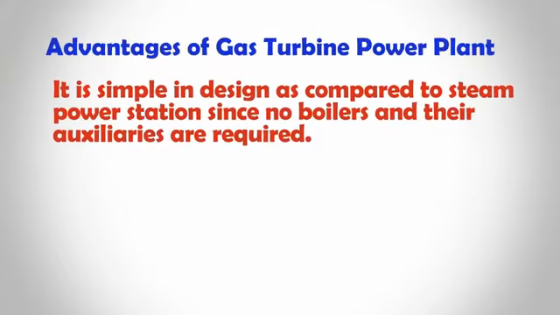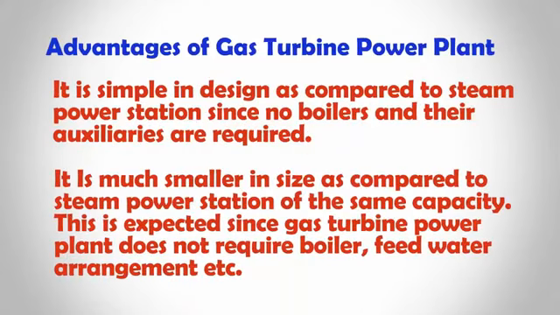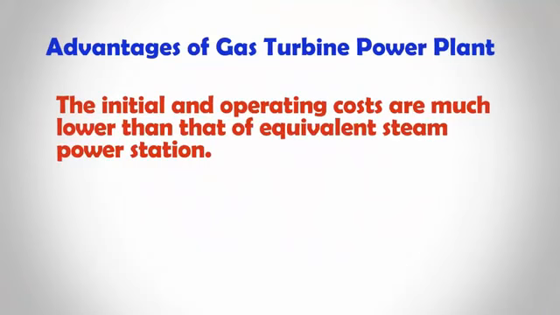Advantages of gas turbine power plant. It is simple in design as compared to steam power station since no boilers and their auxiliaries are required. It is much smaller in size as compared to steam power station of the same capacity. This is expected since a gas turbine power plant does not require boiler, feed water arrangement etc. The initial and operating costs are much lower than that of equivalent steam power station.